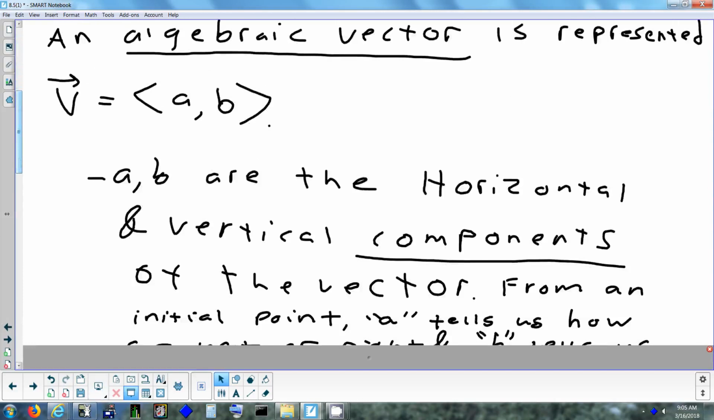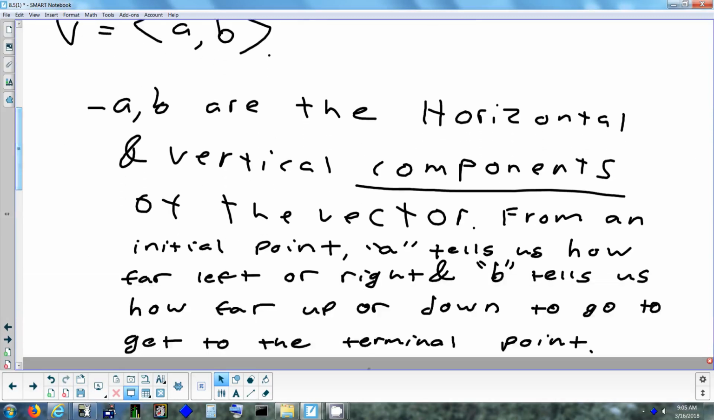So basically, from an initial point, that's the one thing this notation doesn't tell you. You can start anywhere you want. But from wherever you start, you go left or right, depending if it's positive or negative, A units, and then you go up or down, B units, to get to the terminal point. So think of A and B as directions. Put your pencil anywhere you want to start, and then follow the directions that A and B give you. Left and right, up and down.